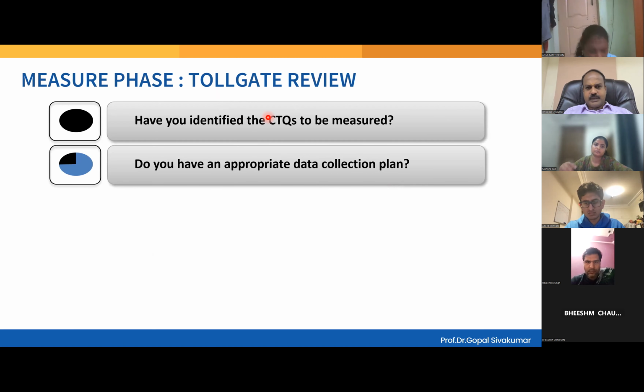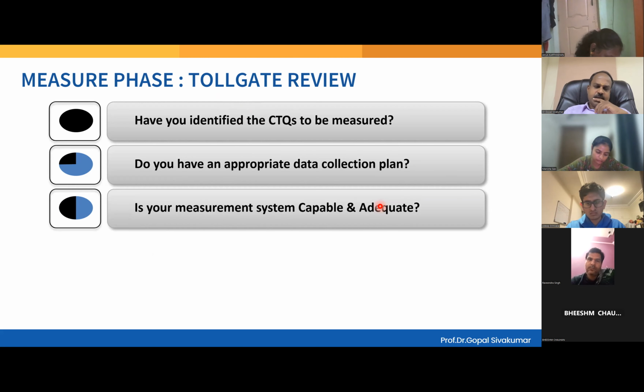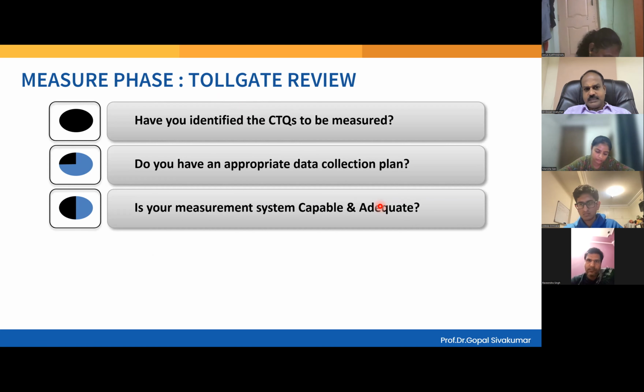And then data collection plan. You should have an appropriate data collection plan. And you should have a sound measurement system, a measurement system that is capable as well as adequate enough to cover your data range, right? Whether the values are small or big, your measurement system will always give error-free readings. And then the worthiness of the data: the data must be appropriate for the analysis.